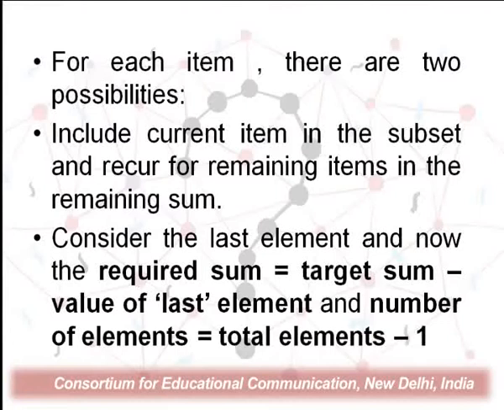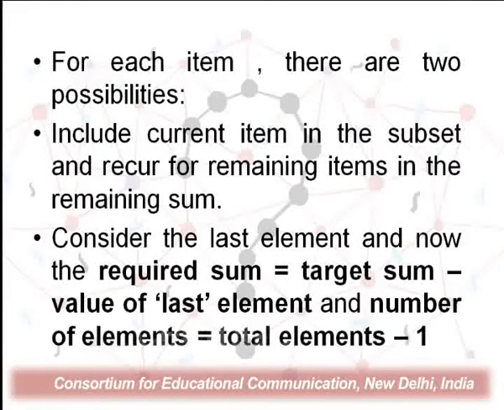We include that current item, and current in the sense that, if we follow a bottom up approach, we will say the last item. Considering the last item, including it in the subset, we then recur for the remaining items in the remaining sum, because the sum has been exhausted and one item has also been taken off.